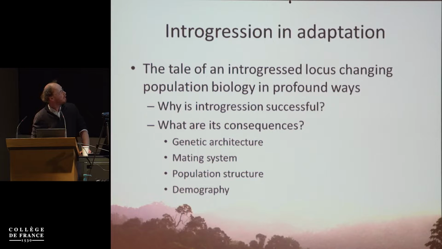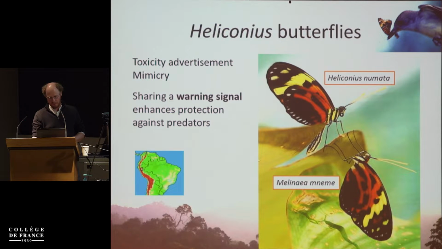And we'll be asking a question like, why is introgression successful? And what are its consequences? And we'll see consequences in terms of genetic architecture of adaptive traits, in mating systems, population structure, and demography. So I study Heliconius butterflies. Perhaps many of you know those butterflies from the literature. They are very interesting butterflies because they have very showy and diverse color patterns, which are advertisements to predators of their own toxicity. And so they serve a role in protection against predation, which is apparently major and causes very strong selection coefficients.